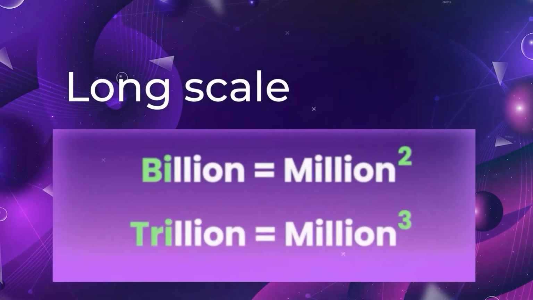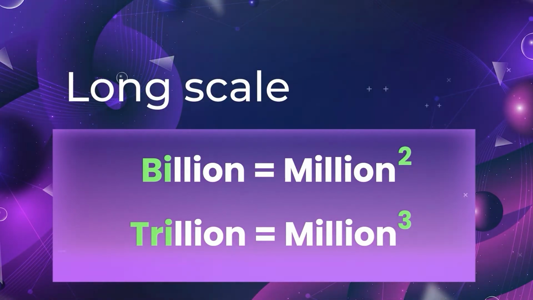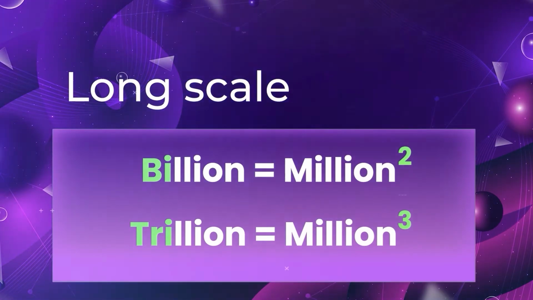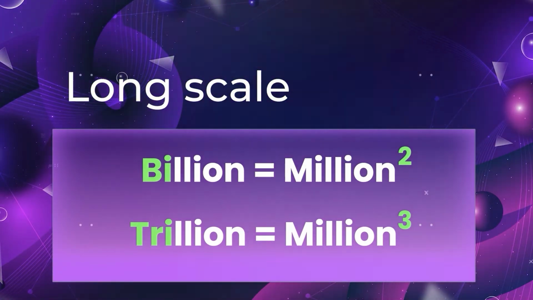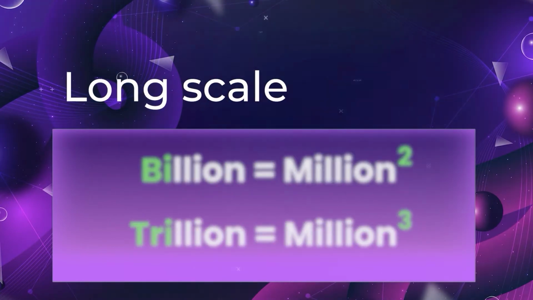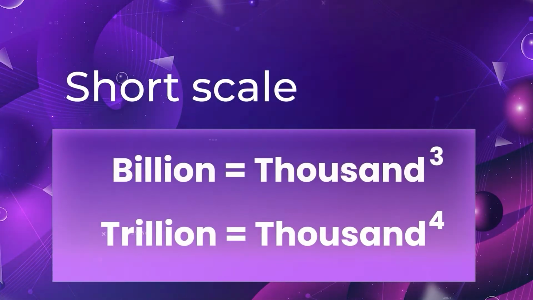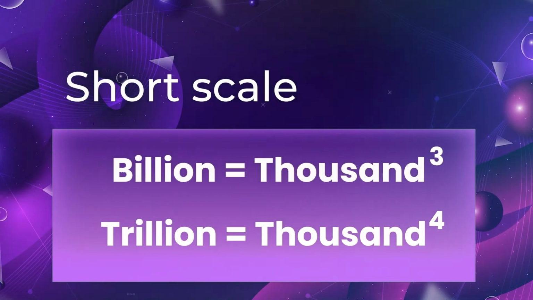Basically, in long scale you have a million as a base and the prefix defines an exponent. B means 2, hence billion is a million squared. A trillion is a million cubed. A quadrillion is a million to the power of 4, etc. When using the short scale, you have 1,000 as a base.